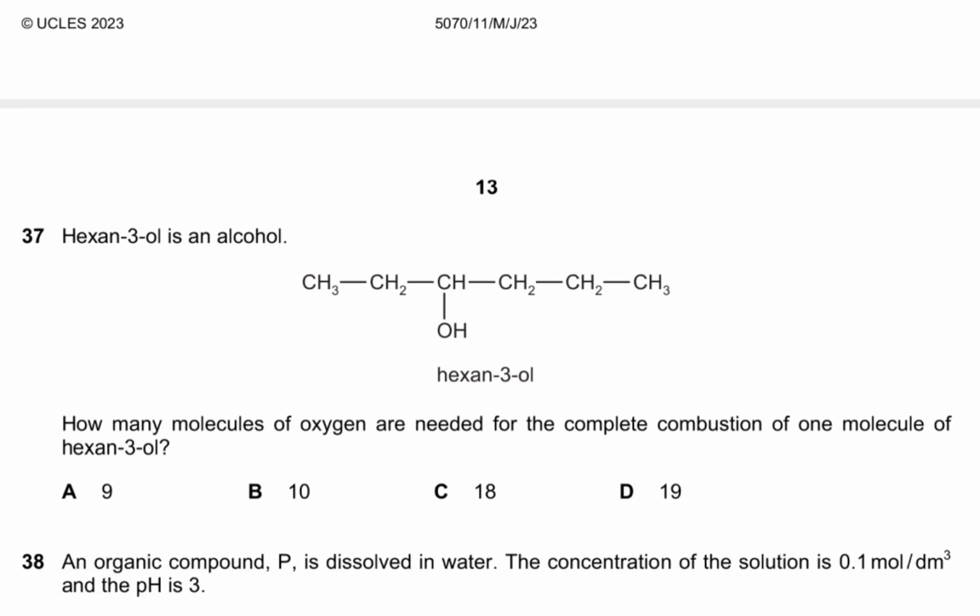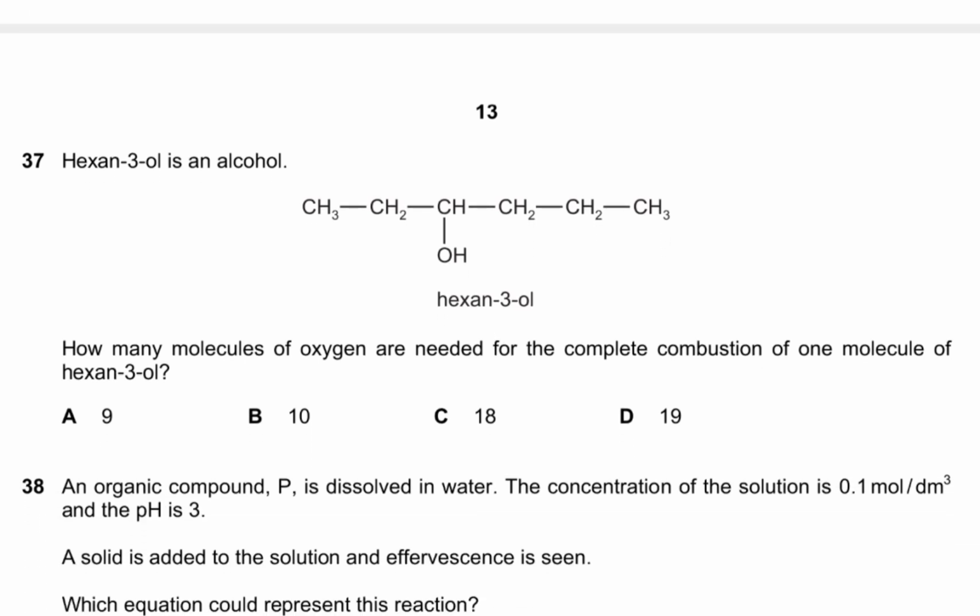Then we have hexane-triol, an alcohol. How many molecules of oxygen are needed for the complete combustion of one molecule of hexane-triol? So just write down the equation and balance it. You will get the answer, and that will be 9. Because we count the number of carbons and hydrogens on both sides. We know the products. Whenever you do the combustion process, carbon dioxide and water are formed on the other side. So write down the equation: hexane-triol, the molecular formula, plus oxygen goes to carbon dioxide and water. Balance the equation, and you will get the answer 9.